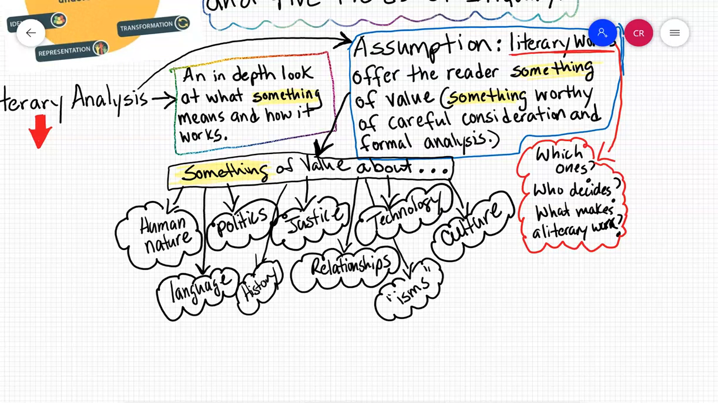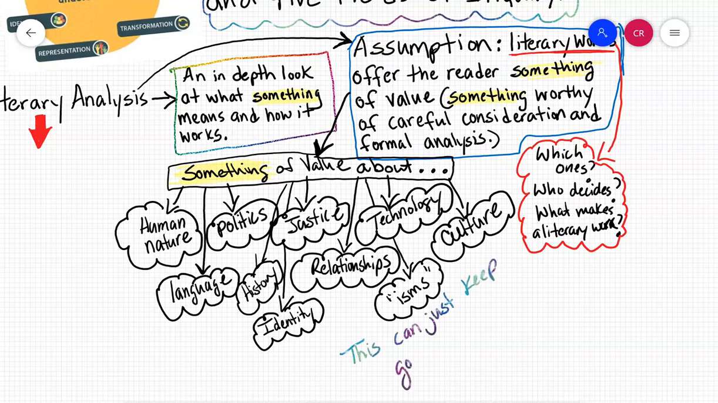We also have isms. Isms are things that are like social constructs or ideas. It could be socialism. We might be dealing with something like Animal Farm that is dealing with this idea of communism. It could also be religion. We could also be dealing with identity, something that I think a lot of the books that I just mentioned dealt with. So one thing we need to know is that this list can just keep going on and on and on, and we don't have time for that. So I think you get the idea of what I mean when I say that it has to have something of value, okay?